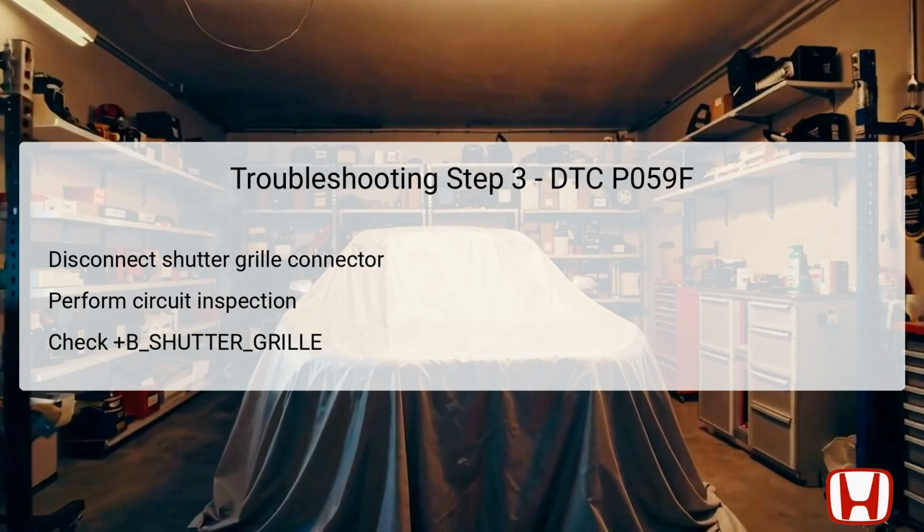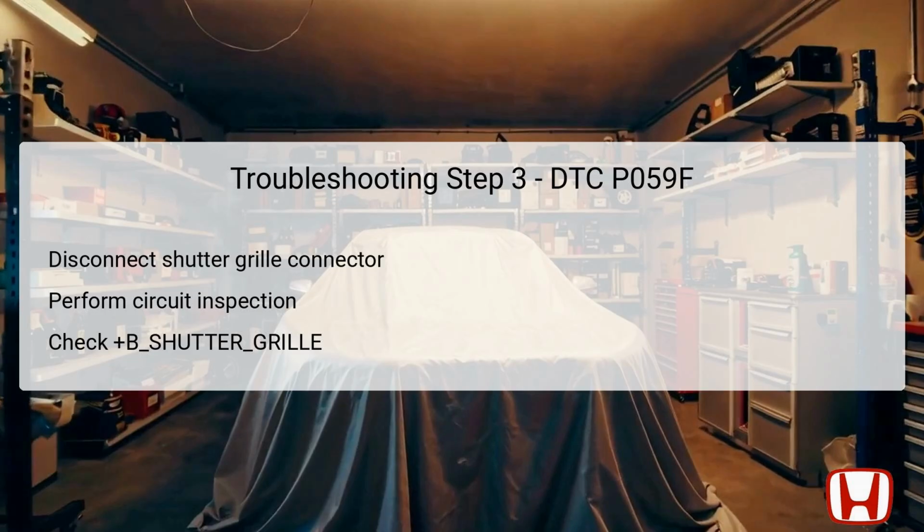The third step in troubleshooting requires disconnecting the shutter grille connector, specifically the 4P connector. Once disconnected, perform a circuit inspection to check both the power supply and the ground circuits. Start with inspecting the +B shutter grille for proper voltage levels. It's essential to confirm that the circuit is delivering the appropriate battery voltage. It should typically be around 12 volts in normal working conditions.